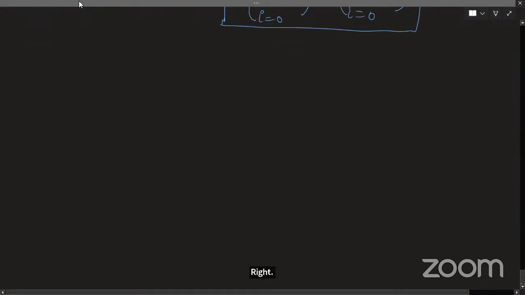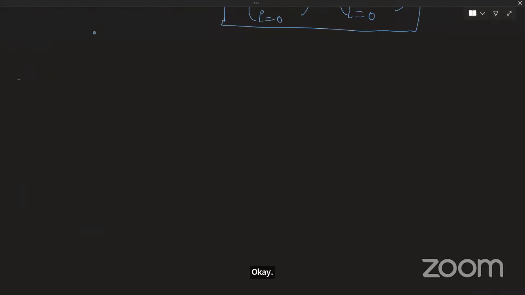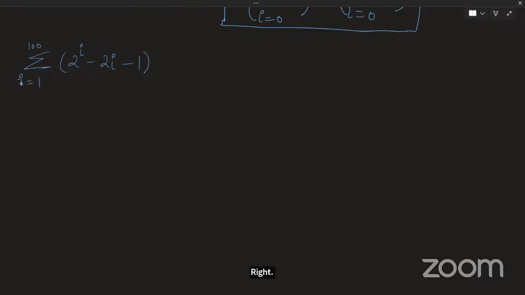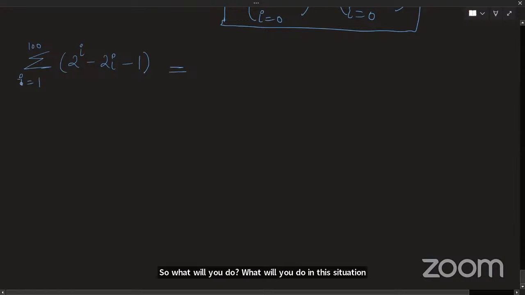So just one example I'll be giving you. You have to calculate sigma 2 raised to I minus 2I minus 1, and I is going from 1 to 100, right? So what will you do in this situation? How can you write this thing?